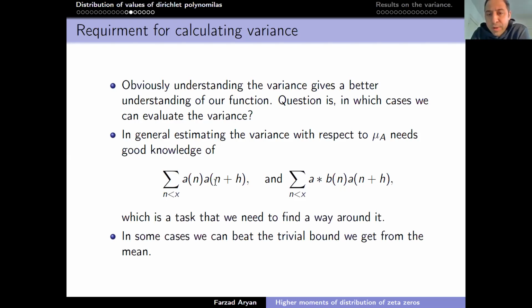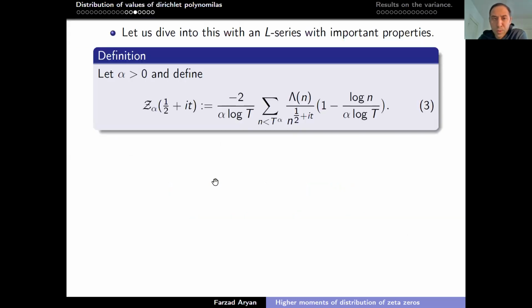If I can find a way to somehow get a certain estimate of the variance, which in some cases, and I'm going to demonstrate this, it is possible to beat the trivial bound on the variance. So let me be specific because I want to explain it, and it would also demonstrate why we are interested in these values of a Dirichlet polynomial.